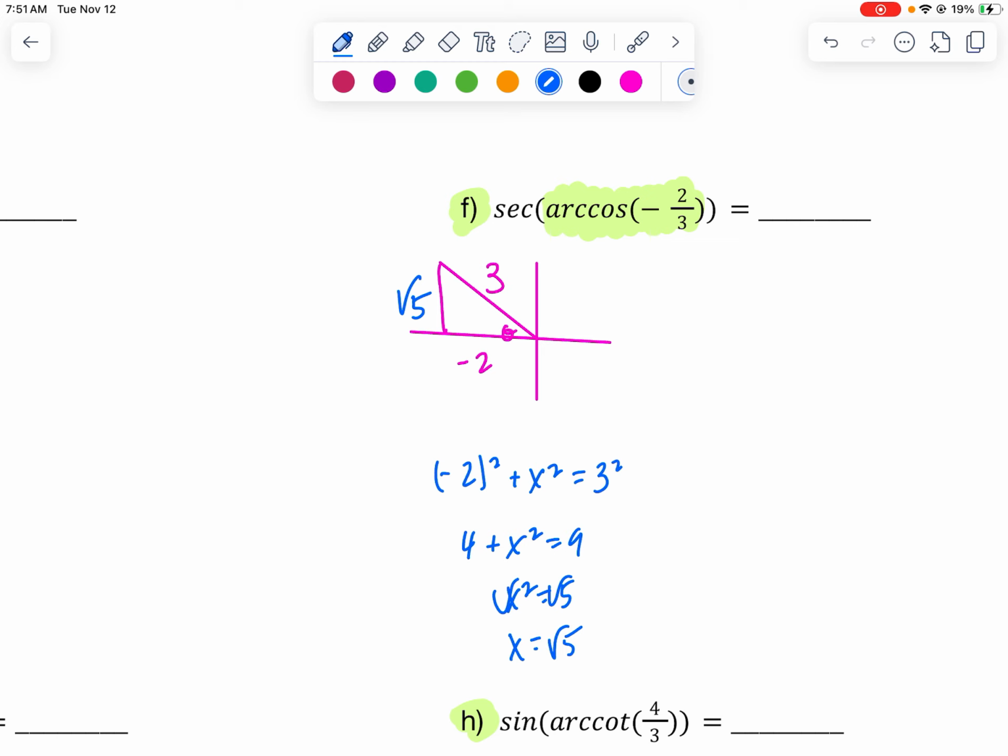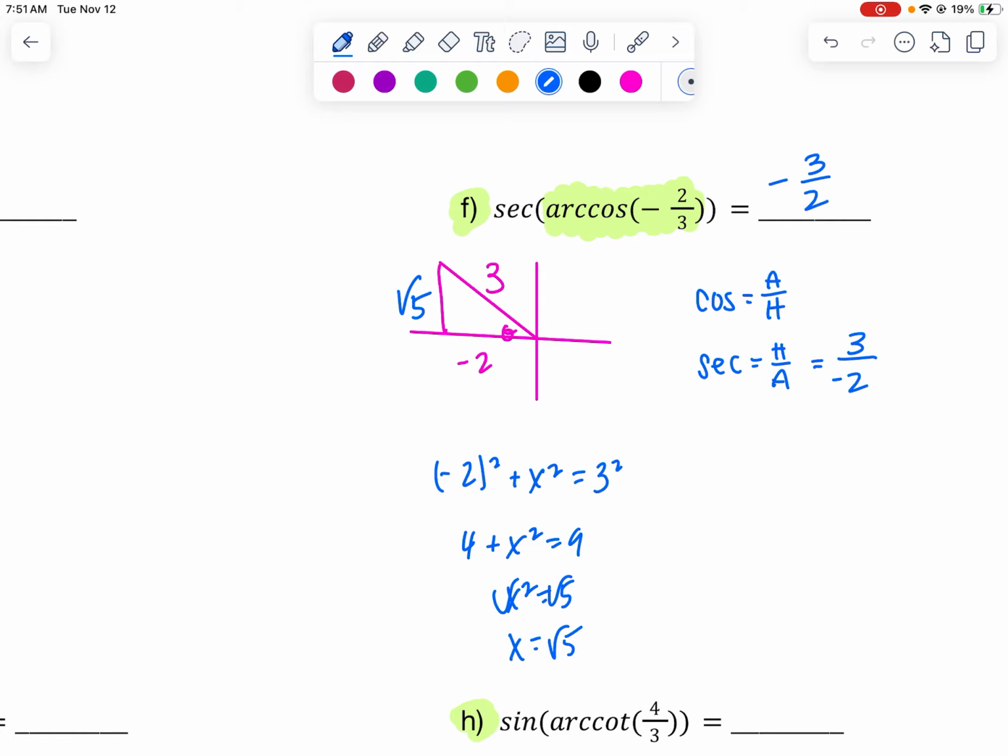And secant, right, we know that cosine is its inverse, so cosine is adjacent over hypotenuse. Secant is just this, but flipped. So we're going to be calculating the hypotenuse over the adjacent. So that is going to be 3 over negative 2. So my answer is negative 3/2.